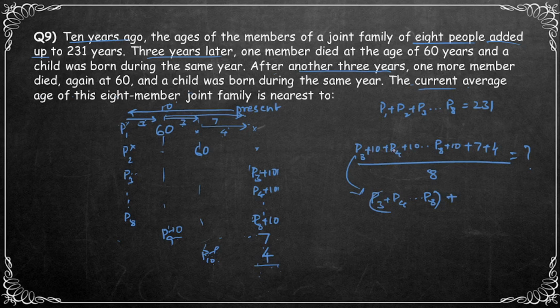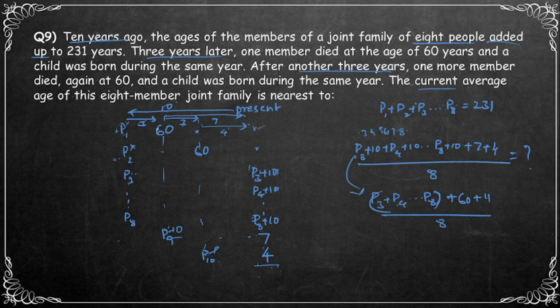Okay. So 10 is repeated 3, 4, 5, 6, 7, 8, 1, 2, 3, 4, 5, 6. 10 is repeated 6 times, so it is 60 plus 11 divided by 8. So this value we need. So from this equation we have P3 till P8, but we need P1 and P2. So at this point of time we need to find their values.